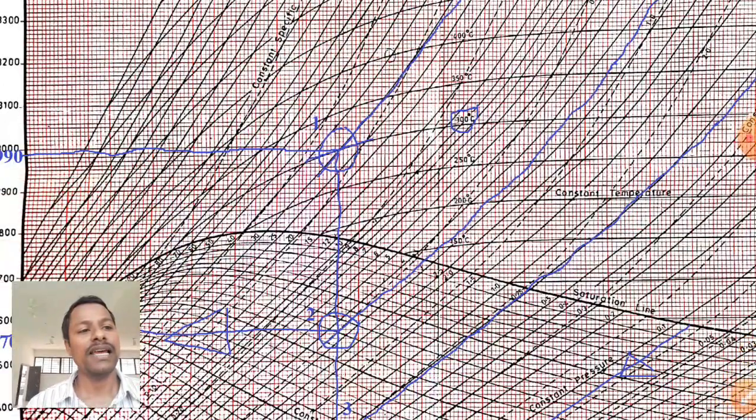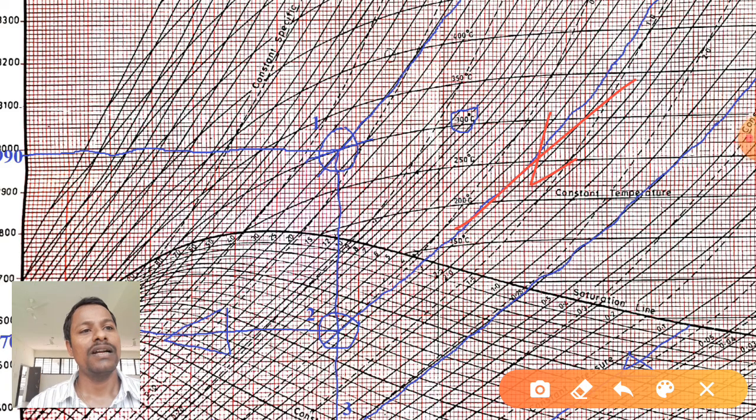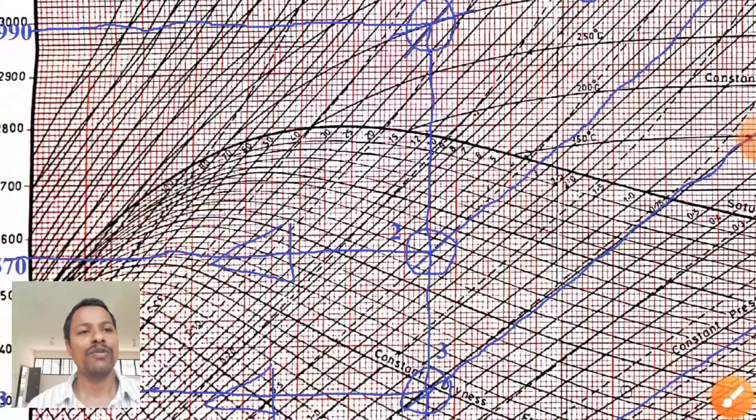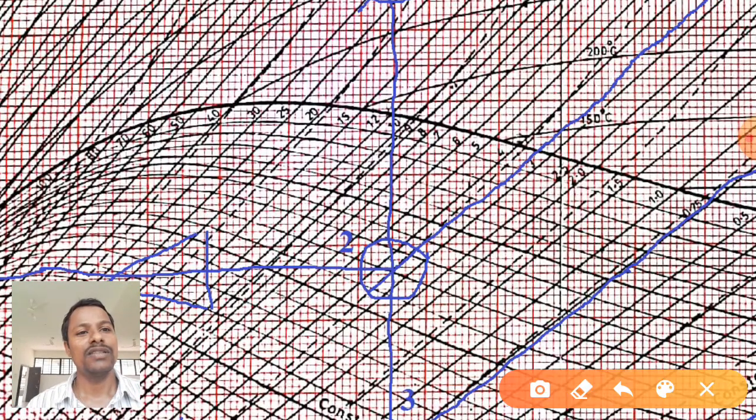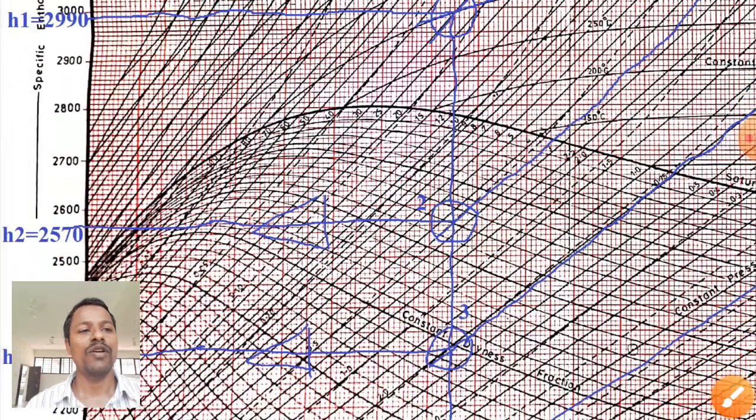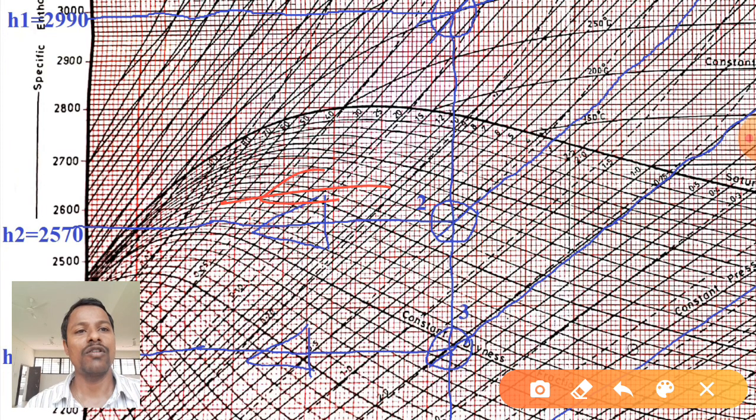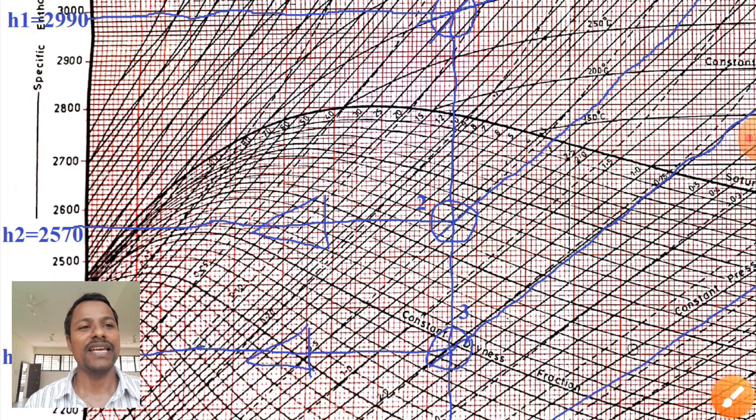So, until this line cuts the isentropic line which is dropped from the point 1. So, this is the point of intersection, where both have intersected. I am writing this as state point 2, and from this 2 I have drawn a horizontal line, so I will be able to note down H2 as 2570 kilojoule per kg.